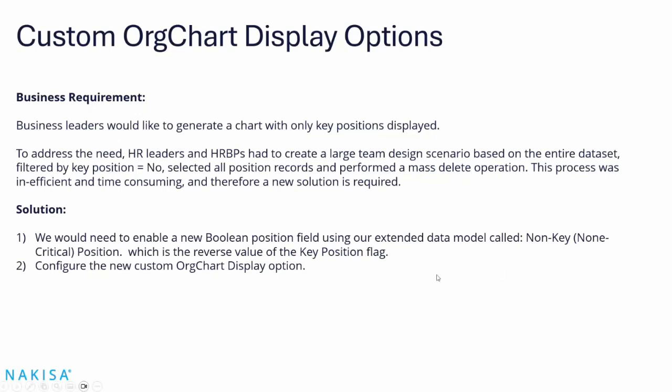So what we need to do is we need to hide the non-key position. So I need to create a reverse field from the key position to a non-key position. So let's say you create a field which is the reverse of key position called non-key or non-critical. If the value of this is true, then I want to hide it. If the value is false, this means it's a key position, so I want to show it. That's the only trick that you need to be aware of. Once you've created the field, it's very easy then to create the custom org chart display options.